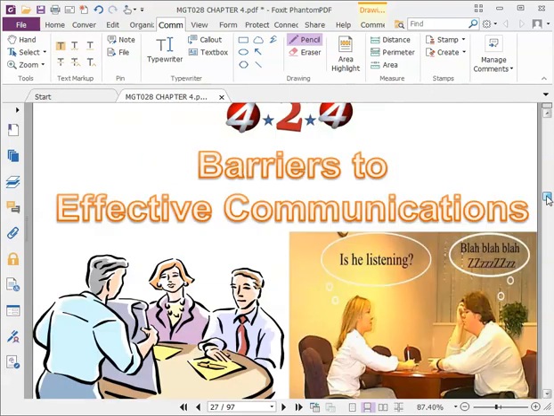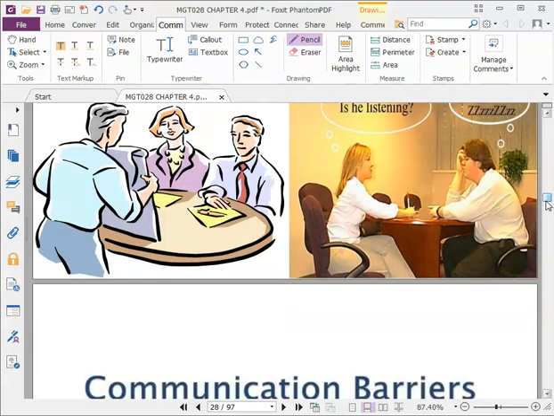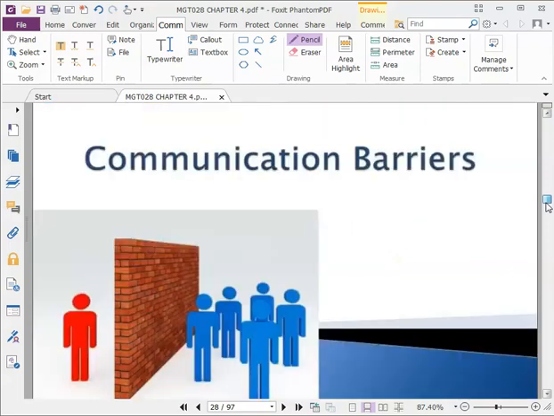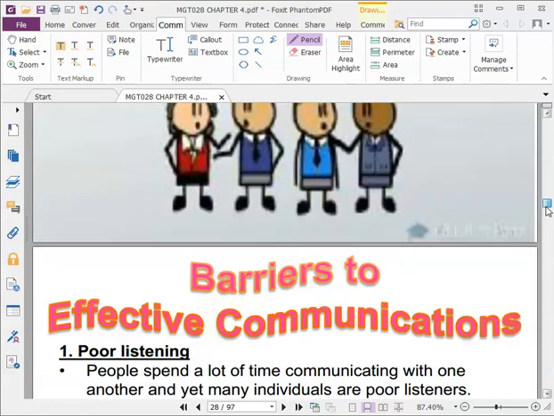Okay, apa yang menyebabkan barriers? Tengok, bila seorang tengok, is he listening? Dia tengah bercakap, seorang lagi ngantuk. Dia tak nak dengar sebab dia dah penat, ataupun dia lapar. Okay, dia tak nak dengar. Tu barriers lah tu. Barriers to communication is specific item that can distort, menghalang or prevent communication within an organization.